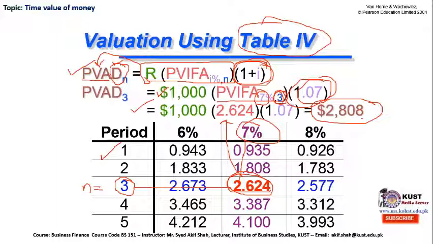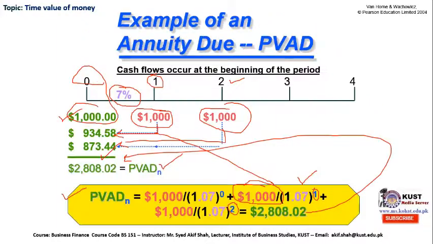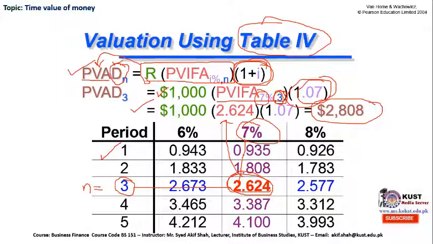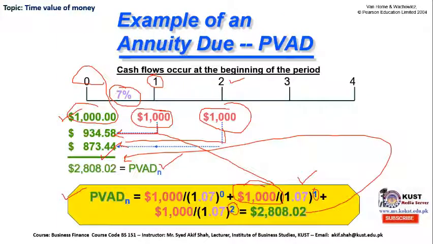Let's compare it with our previous calculation, which was with the help of the formula. Let's go back. The answer was 2808.02. However, with the help of the table method, it is 2808. The difference between these two is 0.02. It means 2 cents only.